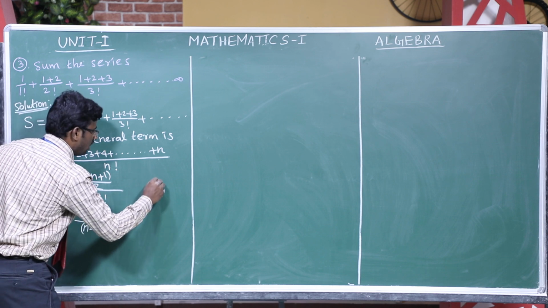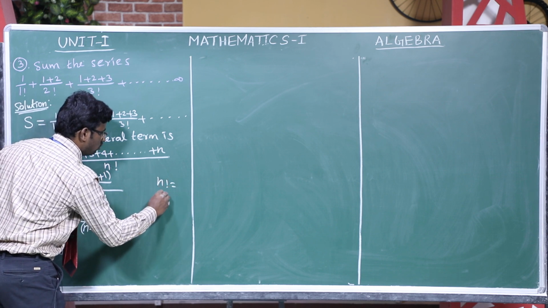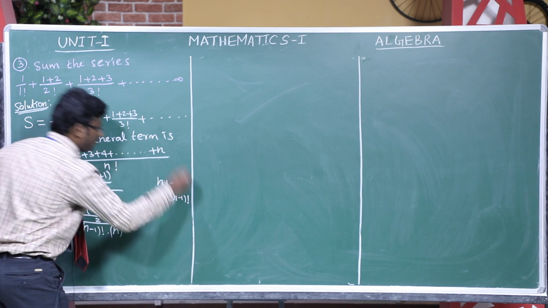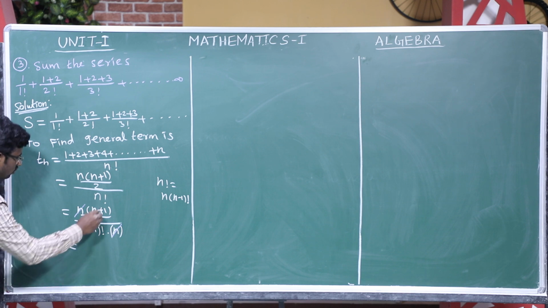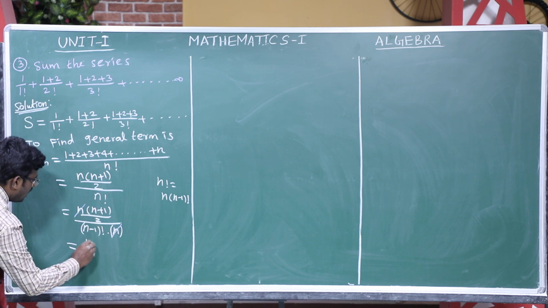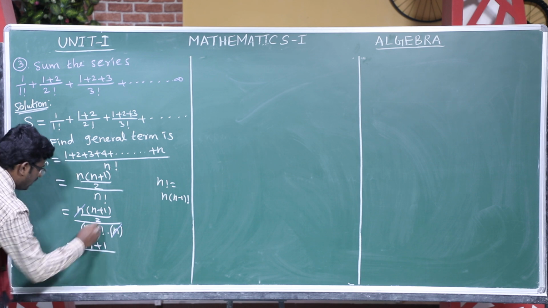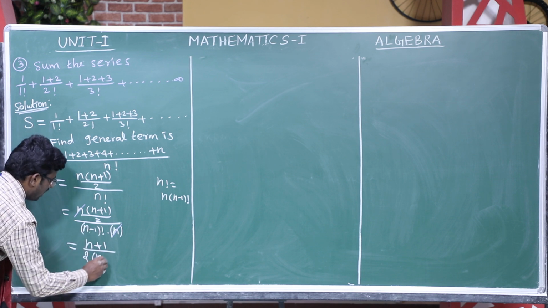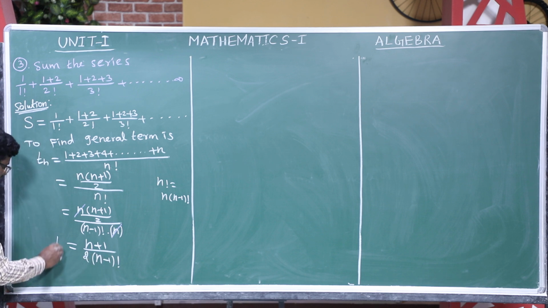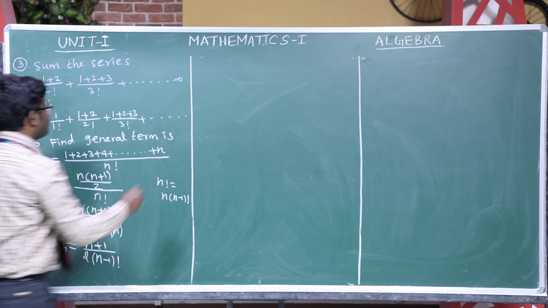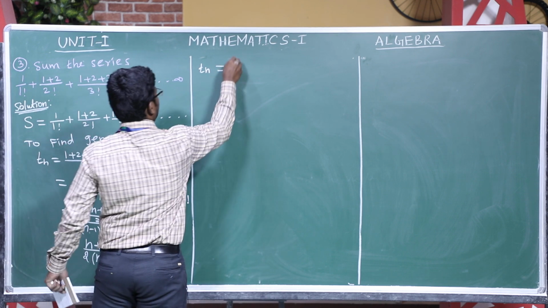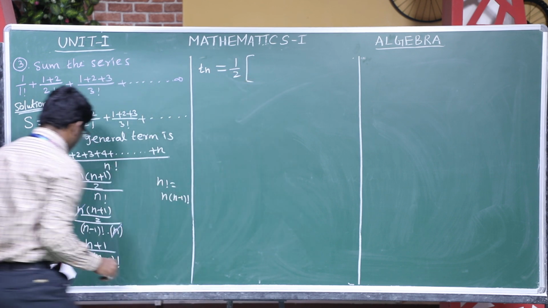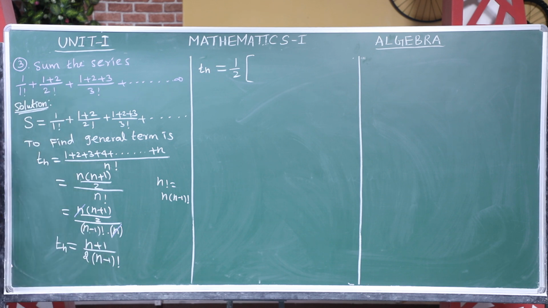We know that n factorial is equal to n into (n minus 1) factorial. Then n gets cancelled. The remaining term is (n plus 1) divided by 2 into (n minus 1) factorial. This is Tn. Then Tn is equal to 1 by 2, taking the common factor outside, into (n plus 1) by (n minus 1) factorial.